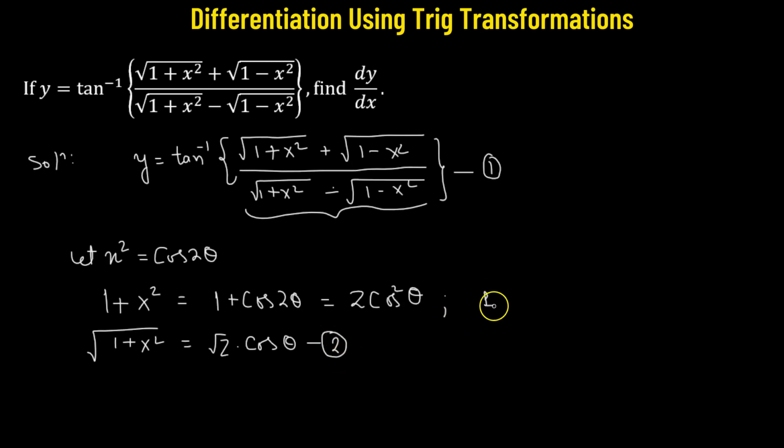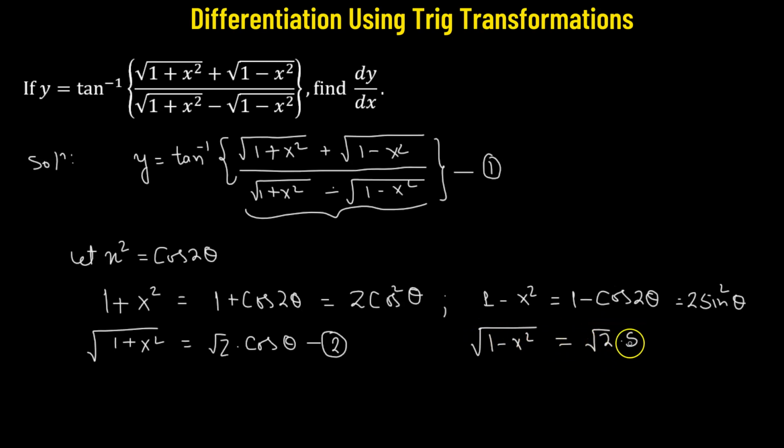Then we will take 1 minus x squared, which will become equal to 1 minus cosine of 2 theta. This is an identity which will give us the value 2 times sine squared theta. So when we take the square root on both sides, square root of 1 minus x squared will be equal to square root of 2 times sine theta. We will label this as number 3. Now we will substitute 2 and 3 into equation number 1.